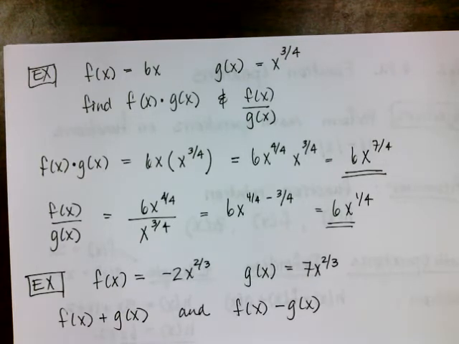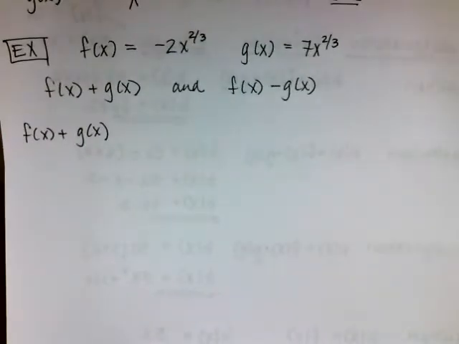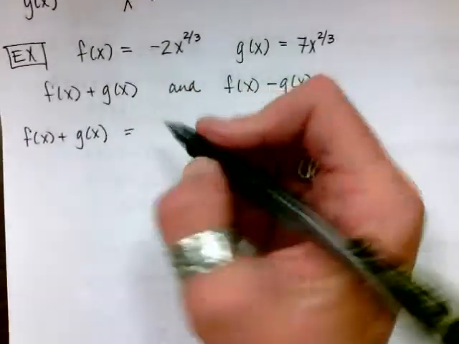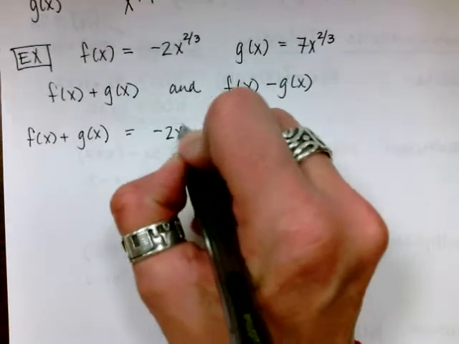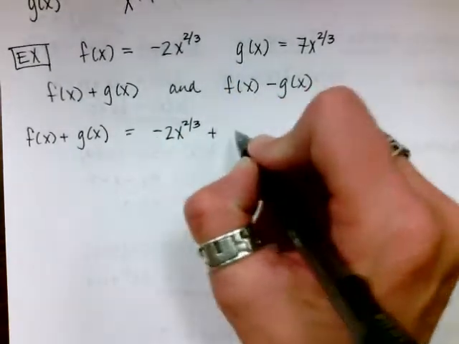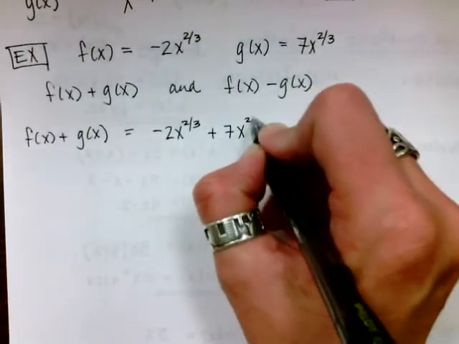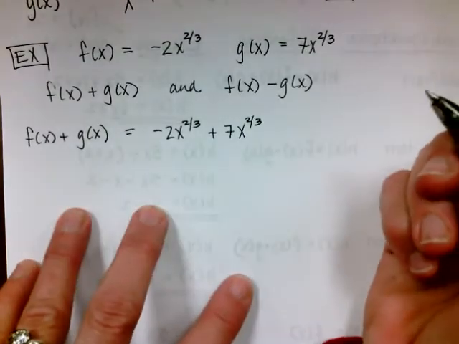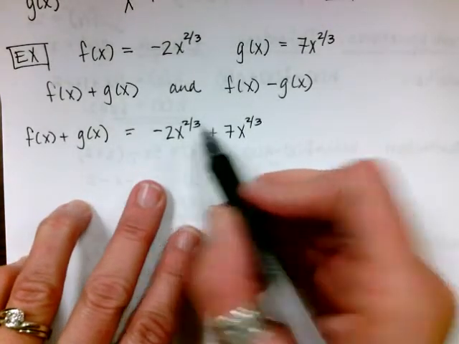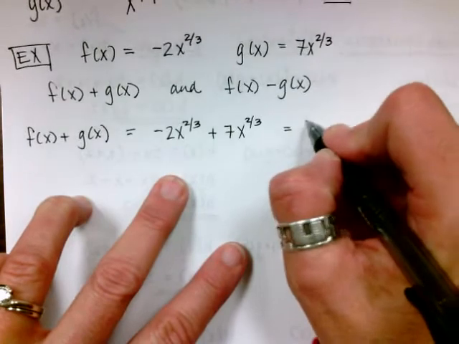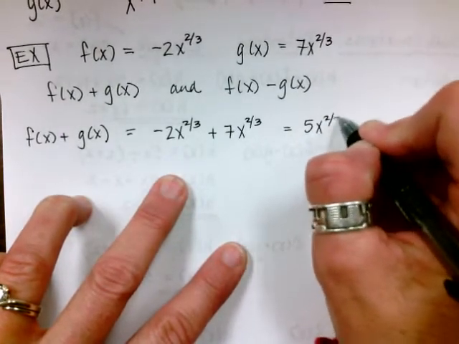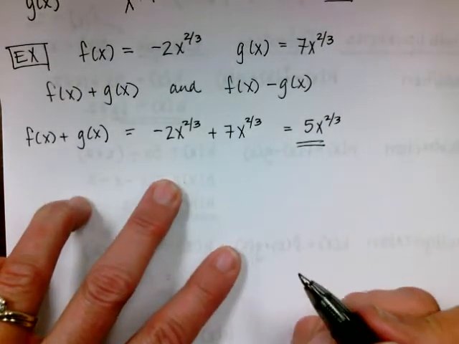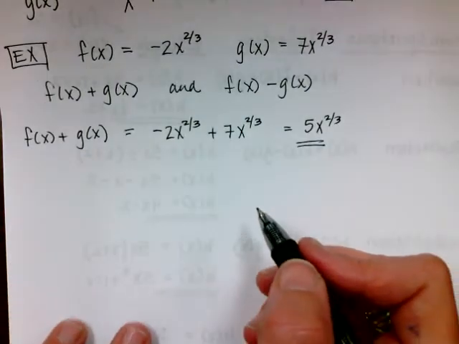Let's do the plus first. So if I do f of x plus g of x, whoops, sorry, can't see that. Let me scoot it up so you can. If I do f of x plus g of x, this is going to equal my negative 2x to the 2/3 plus my 7x to the 2/3. Notice that the base and the exponent are the same, so this is going to be 5x to the 2/3. And that one's done. Oh, so simple.